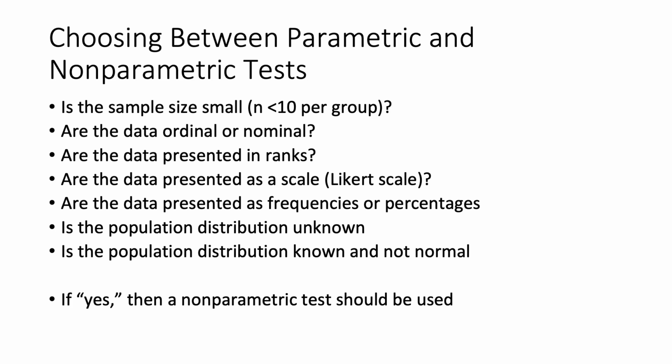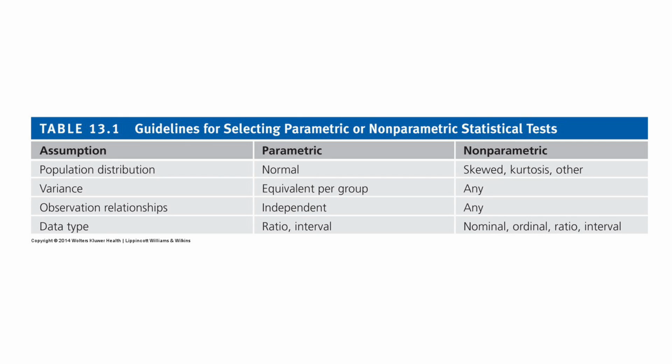When choosing parametric and nonparametric tests, there are some guidelines or questions to ask yourself to help make a choice. Here is a list of questions to ask yourself. If answered yes, then a nonparametric test should be used. This table provides some further guidelines for selecting parametric or nonparametric tests. You can see that there is an assumption column, a parametric column, and a nonparametric column. For example, for the assumption of population distribution, if it is normal, then the test you would select would be parametric. However, if the population distribution was skewed, kurtotic, or something else, you would select a nonparametric test.